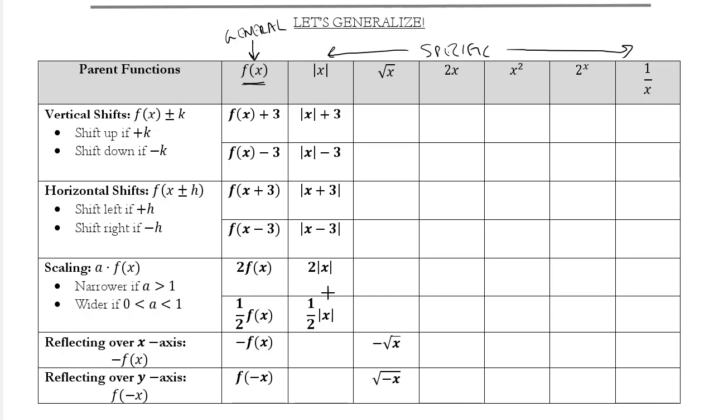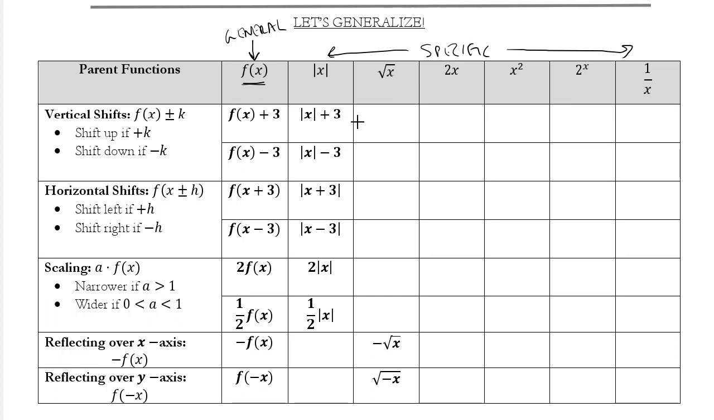We also scaled. We made it narrower and wider. And then we talked about reflecting over the x and y axis. We used the square root of x. We also have a linear function here. We have a quadratic function. We have an exponential function. And we have our rational function, where the graph is a hyperbola. Okay, so what would it look like for these specific functions? What would vertical shifts look like?